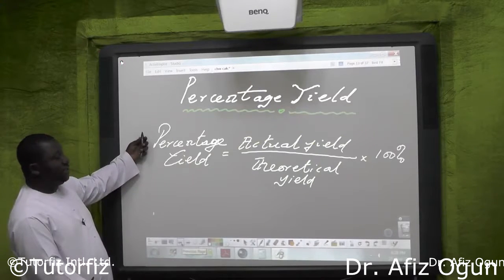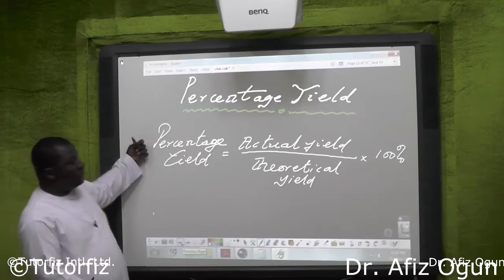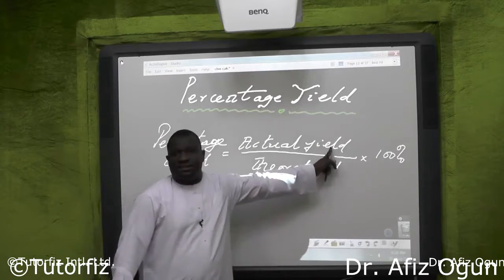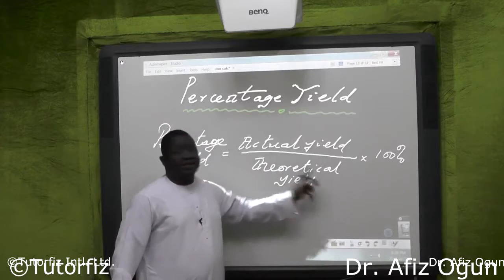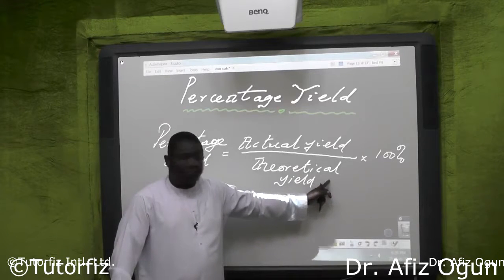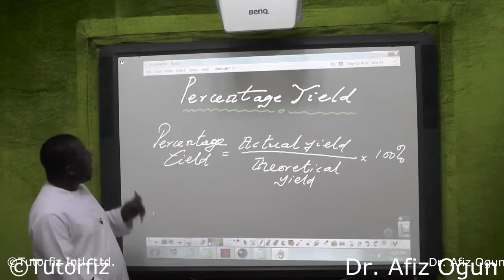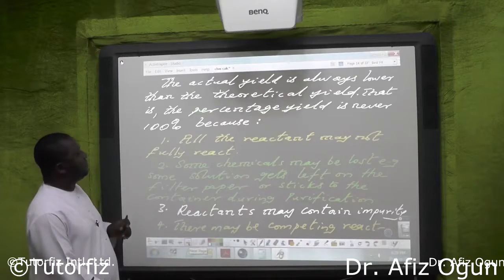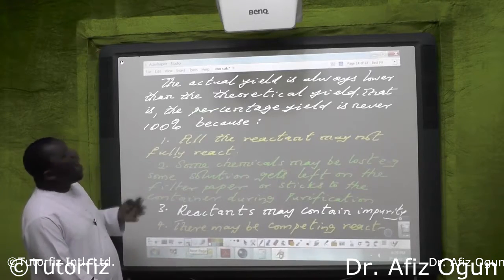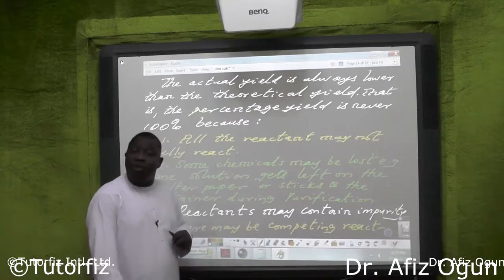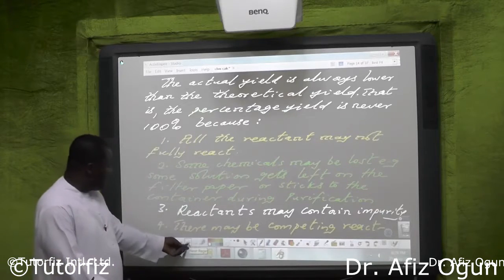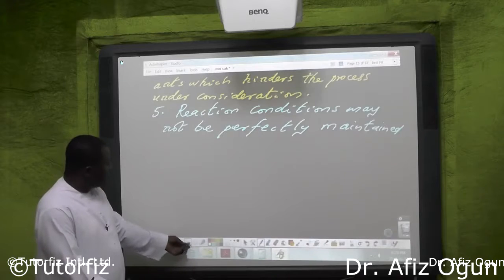Percentage yield is actual yield divided by theoretical yield, or you say experimental yield divided by theoretical yield. Same thing. Multiply by 100%. Then you write the reason why percentage yield is never 100%, or why the actual yield is always lower than the theoretical yield. You write these points. Then we can now go into some calculation.